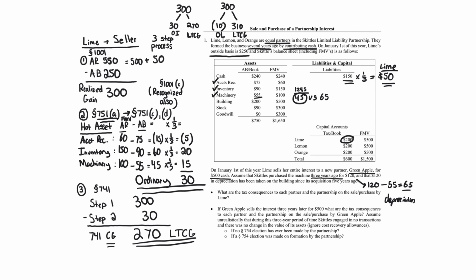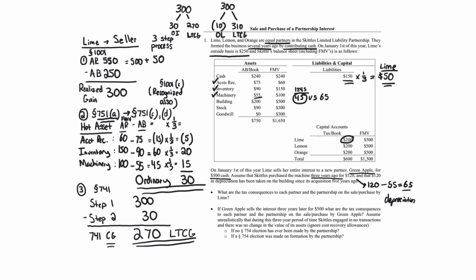The seller, that's always where you start. By the way, are there any consequences to the partnership? No. When it comes to the sale of partnership interest, everything is done outside the partnership. If the partnership was involved, that would be a distribution, and we're going to see the consequences of distribution in a later topic. That's under section 731, 732, 733, those rules.